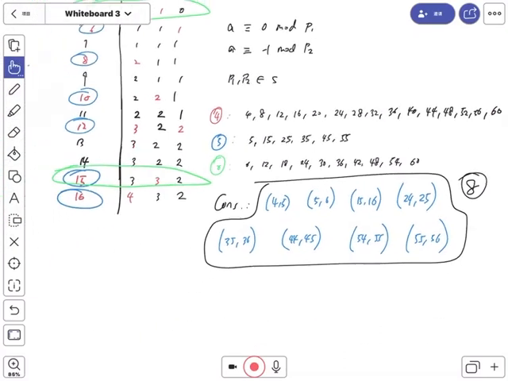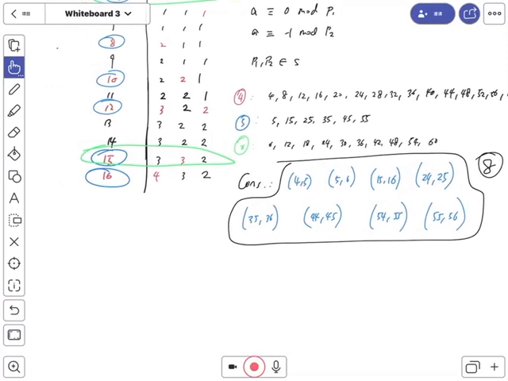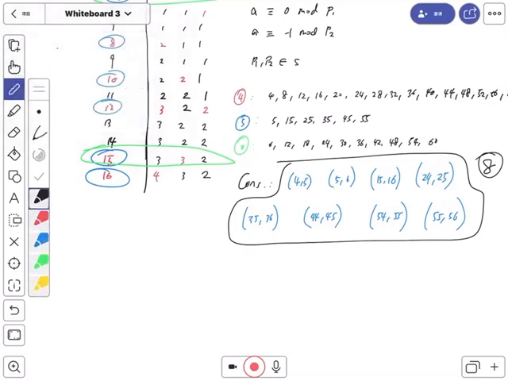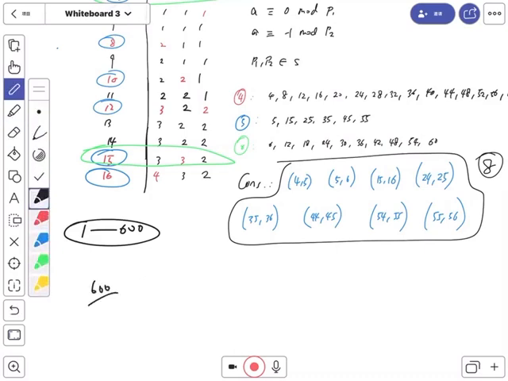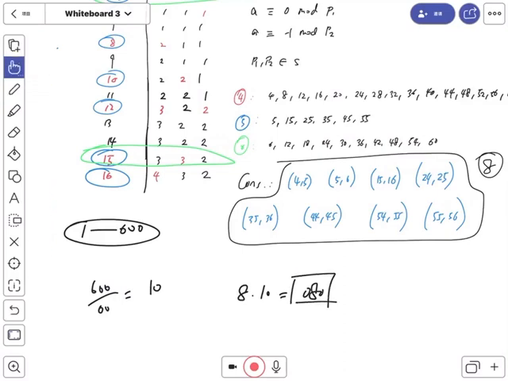Now if you remember that I said that everything resets after 60, then basically we just want to find how many intervals between 1 and 600 there are. So obviously 600 over 60 is equal to 10 such intervals. And we just want to multiply 8 by 10. And this will just give us 80 as our final answer.